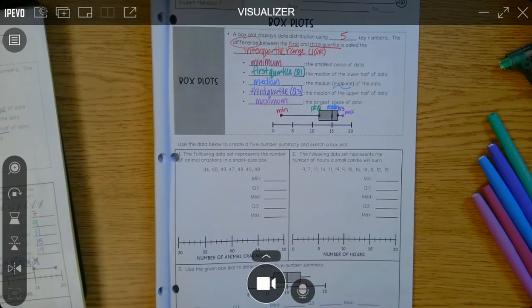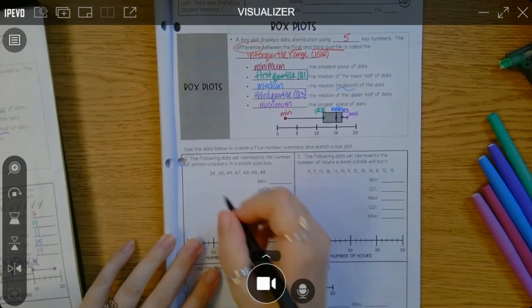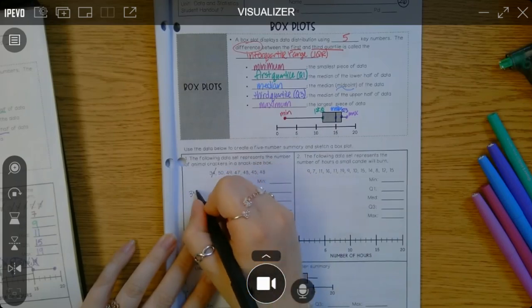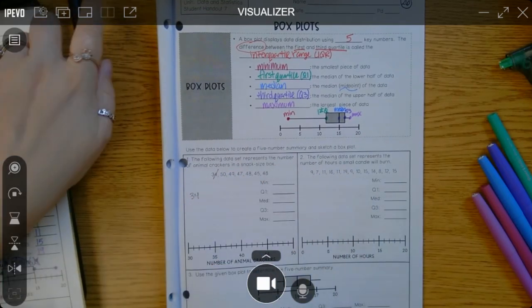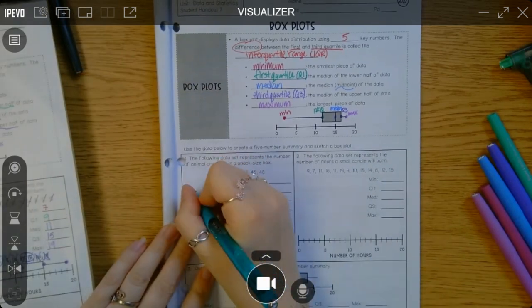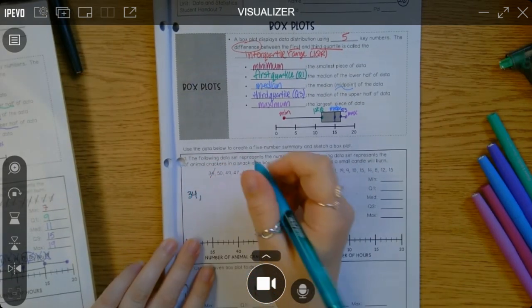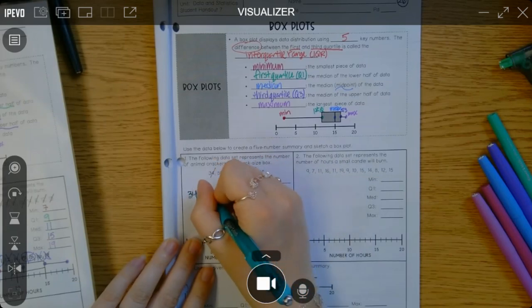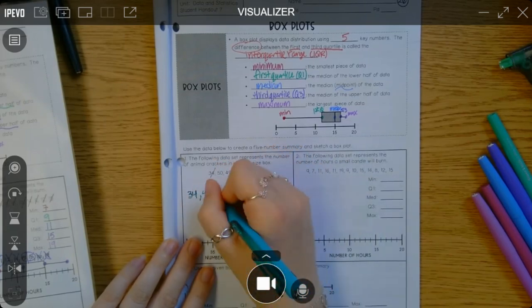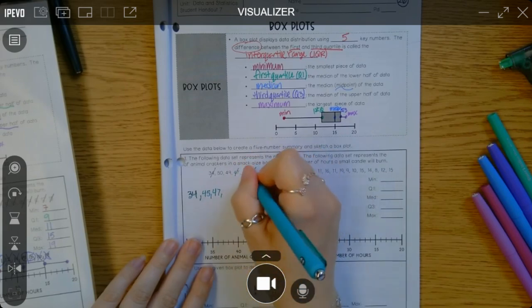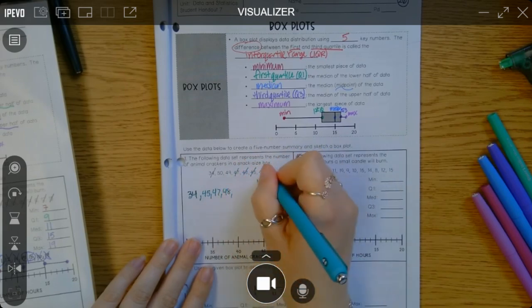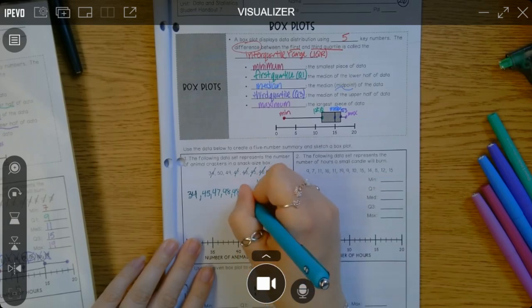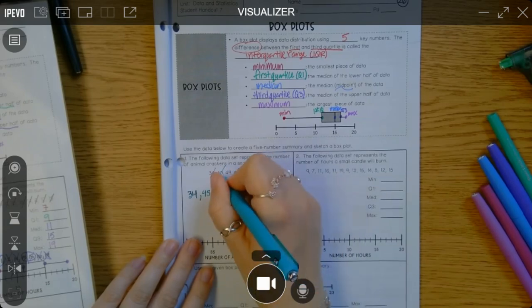Okay, so from here, your first step, whenever you're finding the median, is to put them in order from least to greatest. So I see 34 first. And then the next biggest number is 45. My next biggest one is 47, and then 48 with another 48, a 49, and a 50.